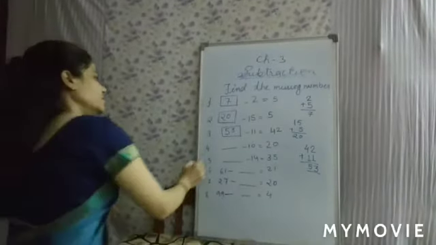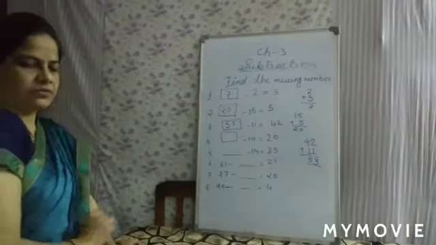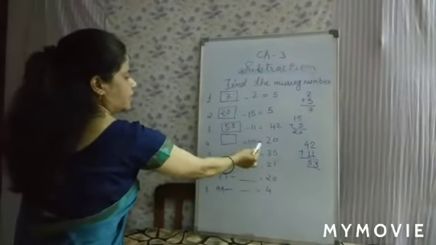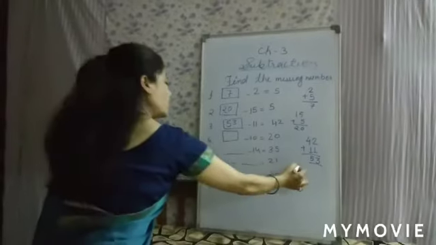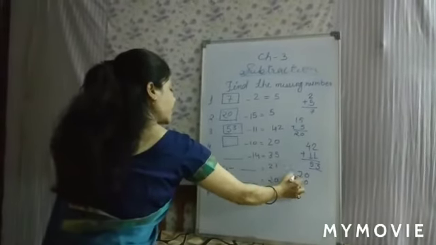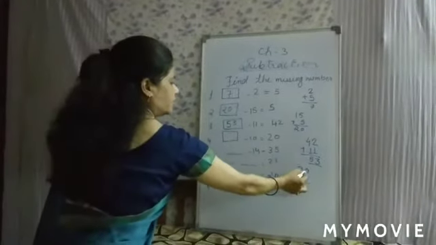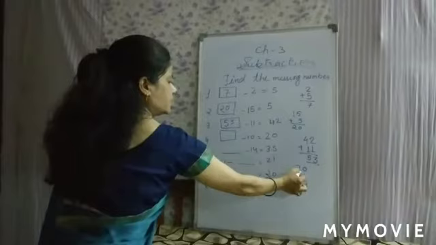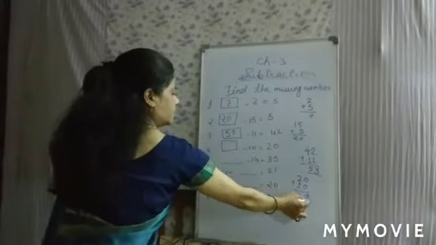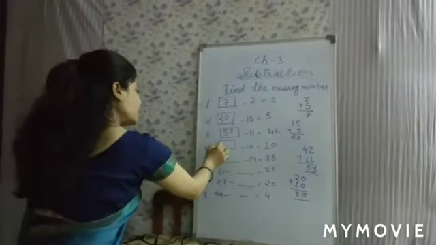Okay. See the next one. Again here you have to find the bigger number. Bigger number minus 10 equals 20. So you have to add 20, which is the difference, and 10, which is the smaller number. Add both the numbers. 0 plus 0 will be 0. 2 plus 1 will be 3. What will you get here? 30. 30 is the bigger number.